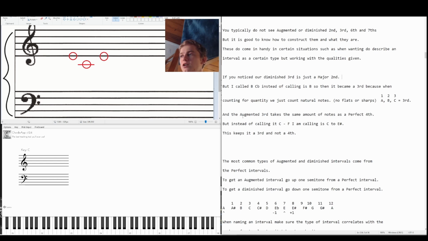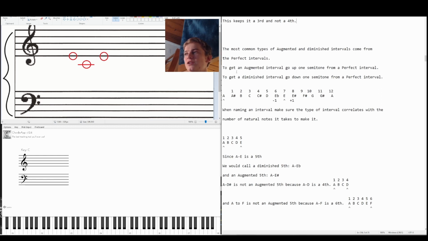And the augmented third takes the same amount of semitones as a perfect fourth, if you notice that. But instead of calling it C to F, I am going to call it C to E sharp. This keeps it a third and not a fourth. Okay? So it's because we're counting up the quantity. Even if it's C to E sharp, we're just going to go C, D, E. Okay? That leads us to the most common types of augmented and diminished intervals, which come from the perfect intervals.